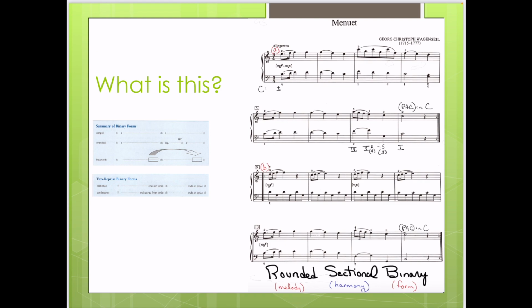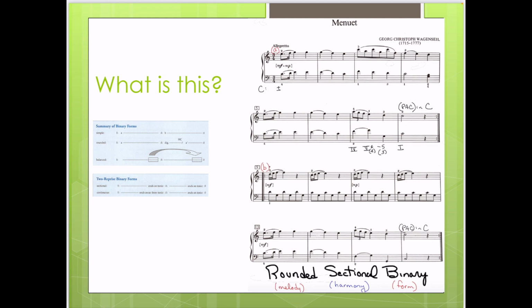But you could call this sectional, in which case you would call the melody A in parentheses for the first part and B in the second half of the binary form at bar 9. And then you would just say, because bar 5 to 8 is identical with bars 13 to 16, this is going to be balanced sectional binary.